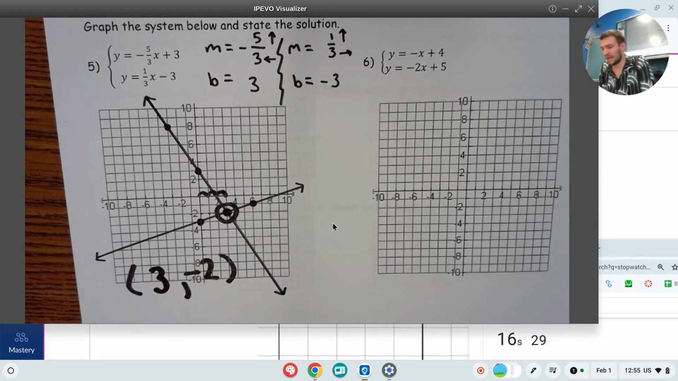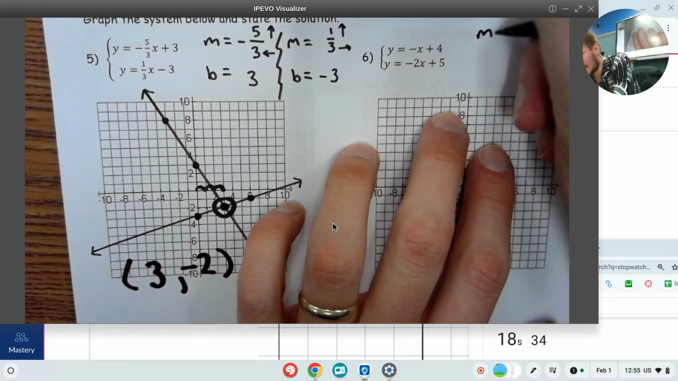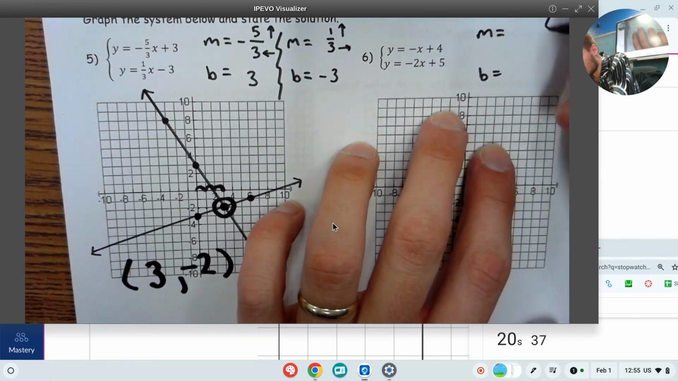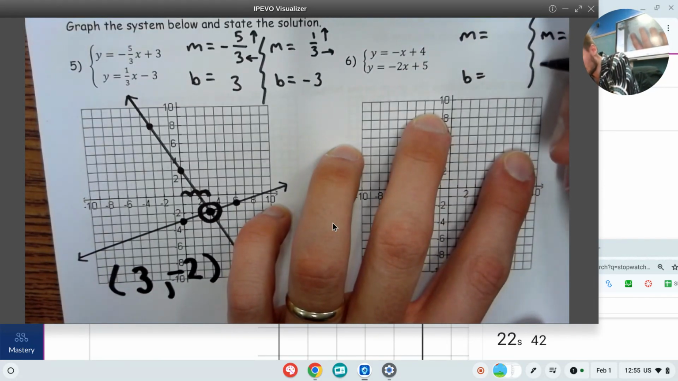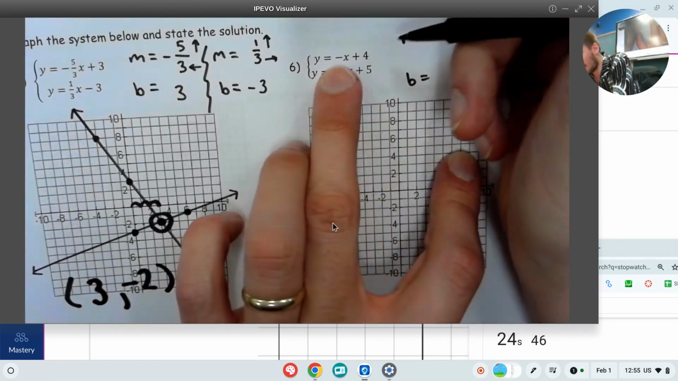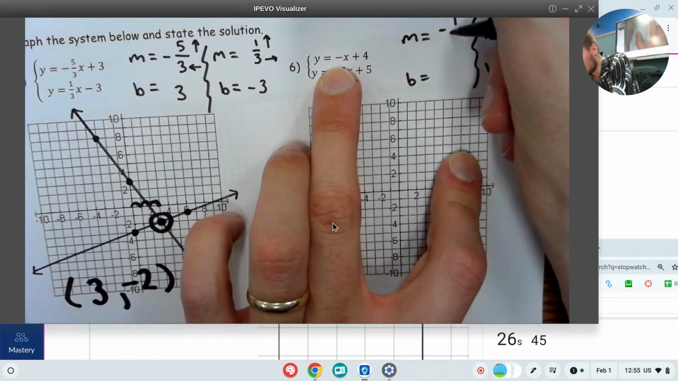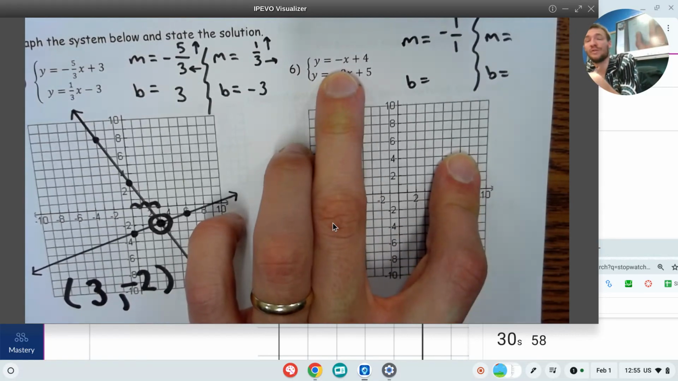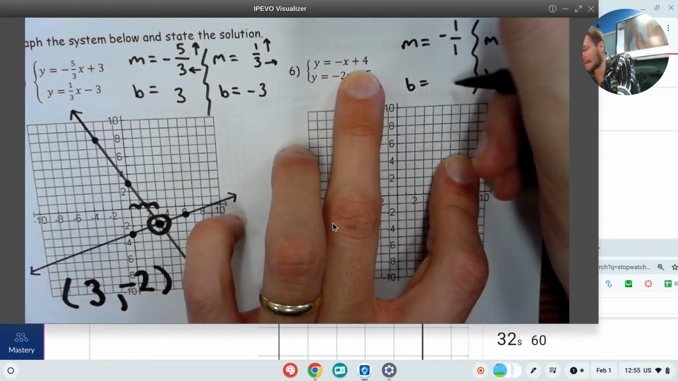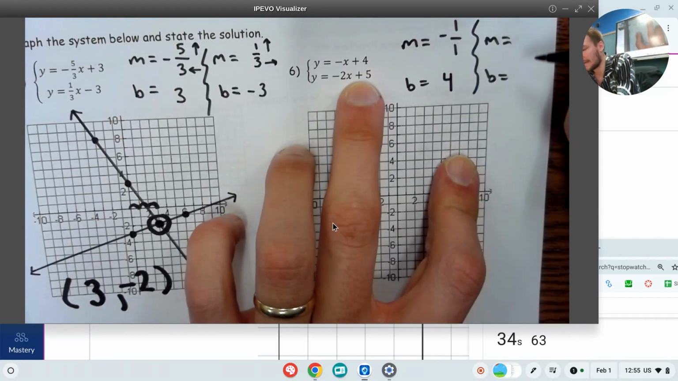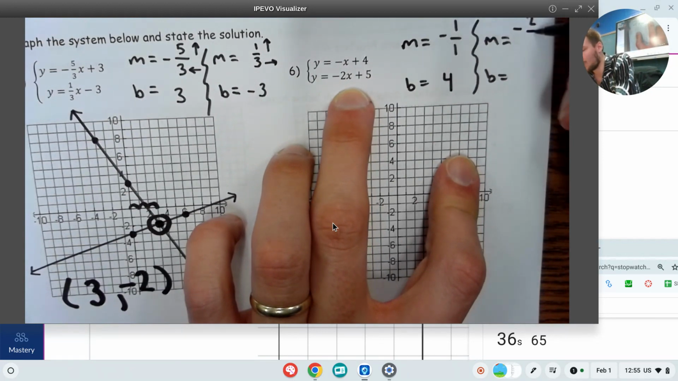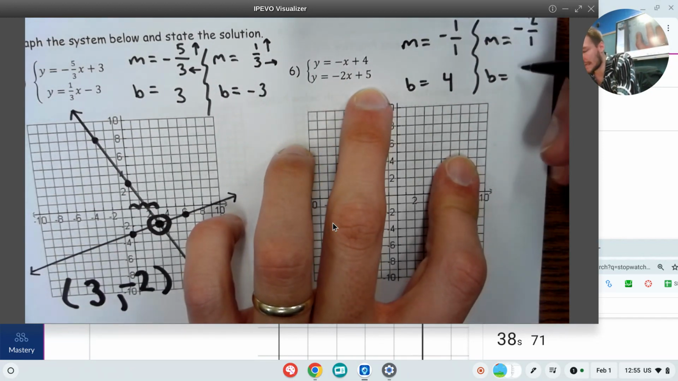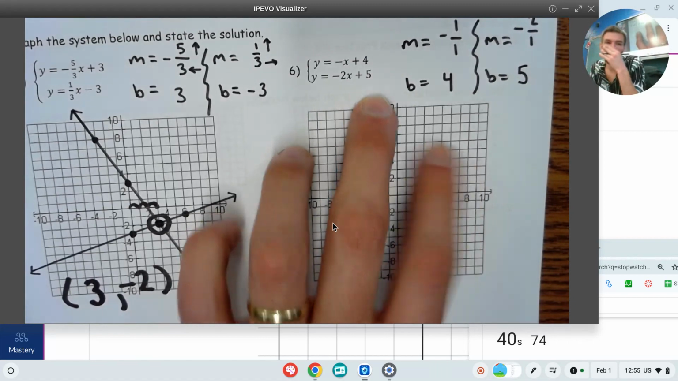Here we go. Number 6, m equals, b equals, squiggly line, m equals, b equals. I'm going to get my m, negative 1 divided by 1, because we have a negative x, so we choose 1. I'm going to get my b, which is 4. Negative 2 over 1, and my b, which is 5.